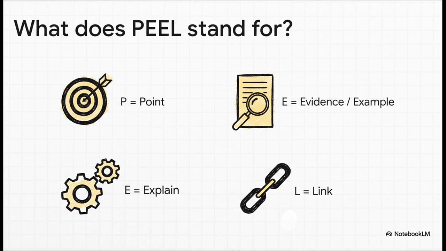Let's break it down. P stands for point. This is where you state your main idea, right at the beginning. E is for evidence or example. Here, you back up your point with some proof, a fact, a statistic, anything that supports it. The second E is for explain. You have to explain how your evidence actually proves your point. Don't just drop it in there.